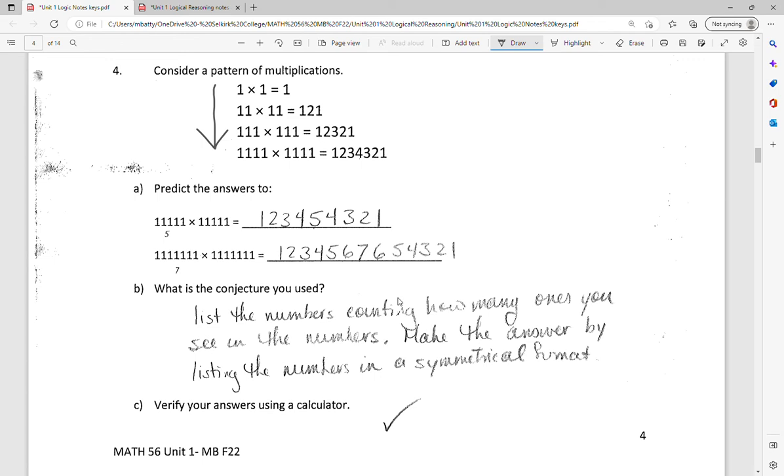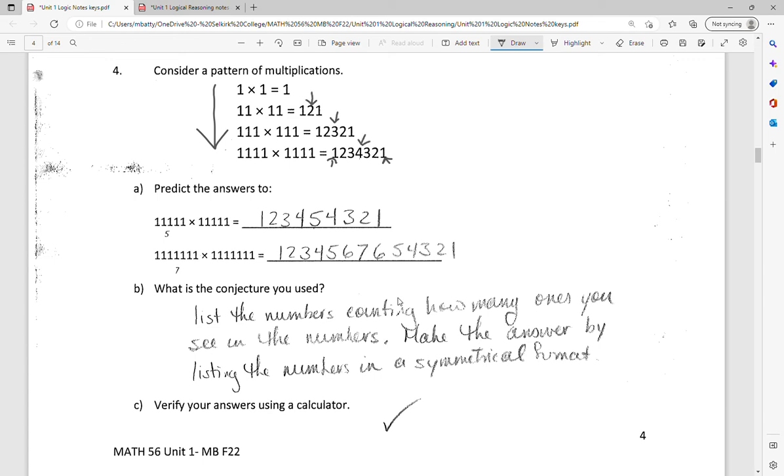1 times 1 is 1, 11 times 11 is 121. Take a look at this pattern. If we were to come up with the rule of what we see going on, we can see something where it begins and ends with the 1. And then it counts up to a number and then back to that number 1. The number in the middle here is how many ones are being multiplied.